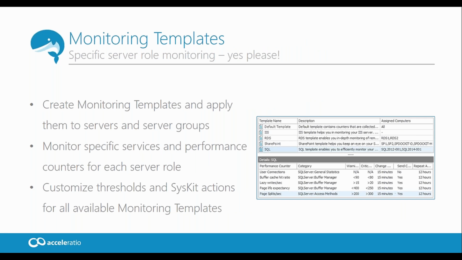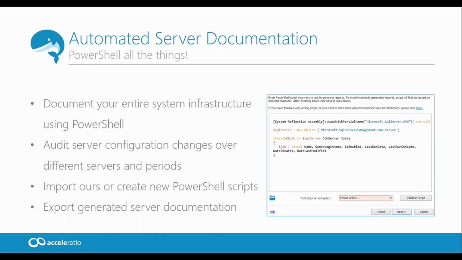Monitoring different server roles doesn't work well using only one list of performance counters, because different roles have different counters that should be monitored and different thresholds that should be watched for. What you require are multiple templates with specific performance counters and services for each server role. And that's exactly what SysKit is providing you with in this feature.